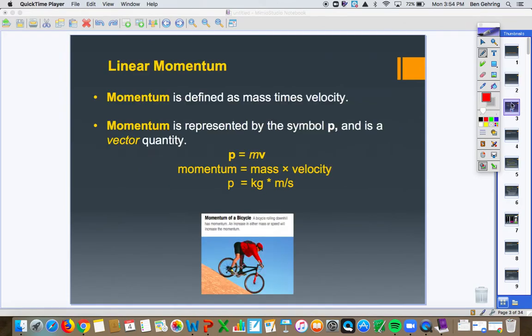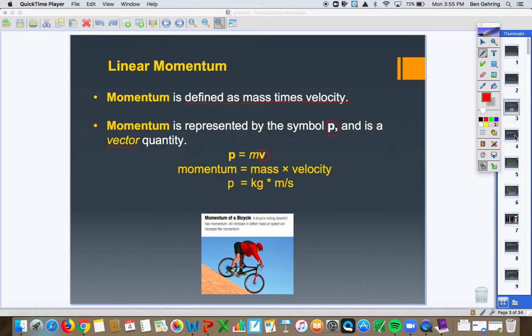So let's get going. For starters, you need to know momentum is defined as an object's mass times its velocity, represented by the symbol P. I think it used to be a Greek letter rho, but we'll go with P. It is a vector quantity, meaning it includes both magnitude and direction. Velocity is speed in a direction, and so that's what we're going for there.